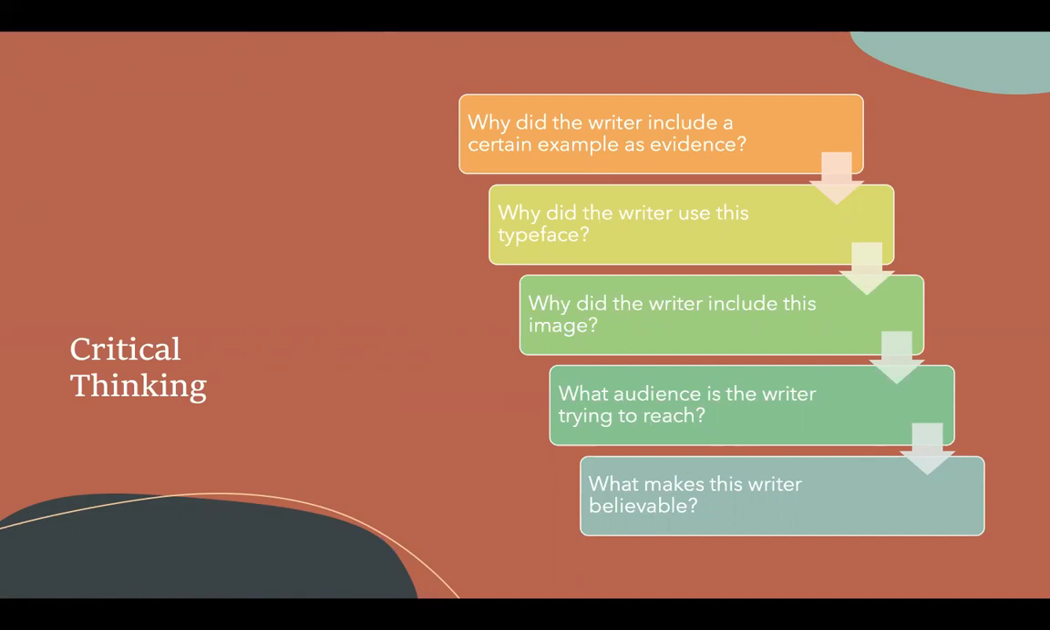The same thing with images. Why would a writer include a specific image? Are they trying to evoke emotion? What point are they trying to get across by using that image? What audience is the writer trying to reach? This is a really important aspect of critical thinking. And then lastly, what makes this writer believable? What kind of credibility does this person have that's going to make me trust what they're putting out there?